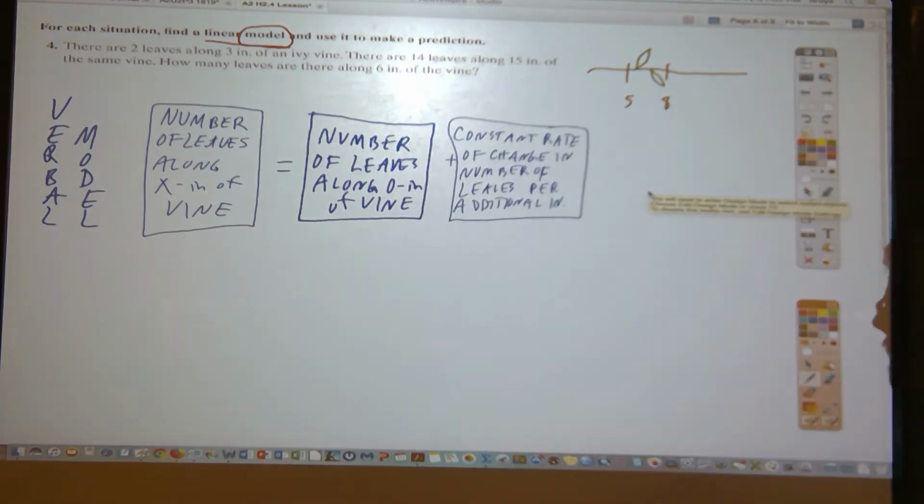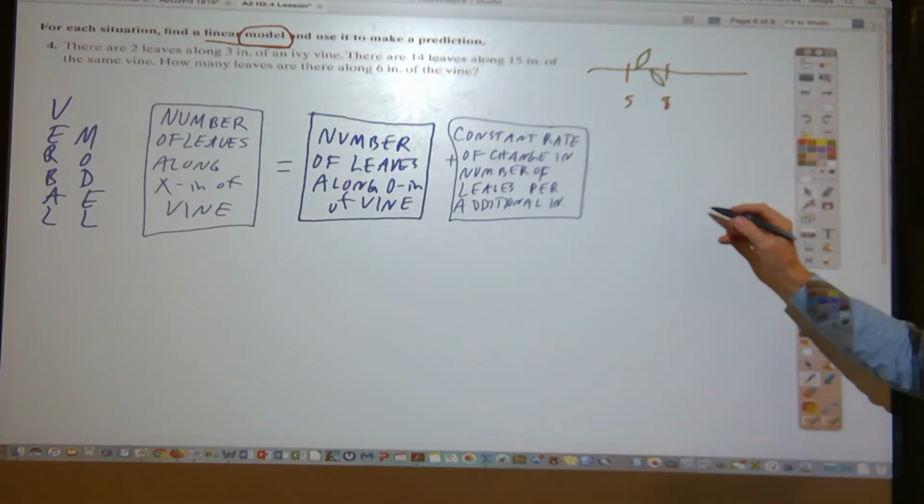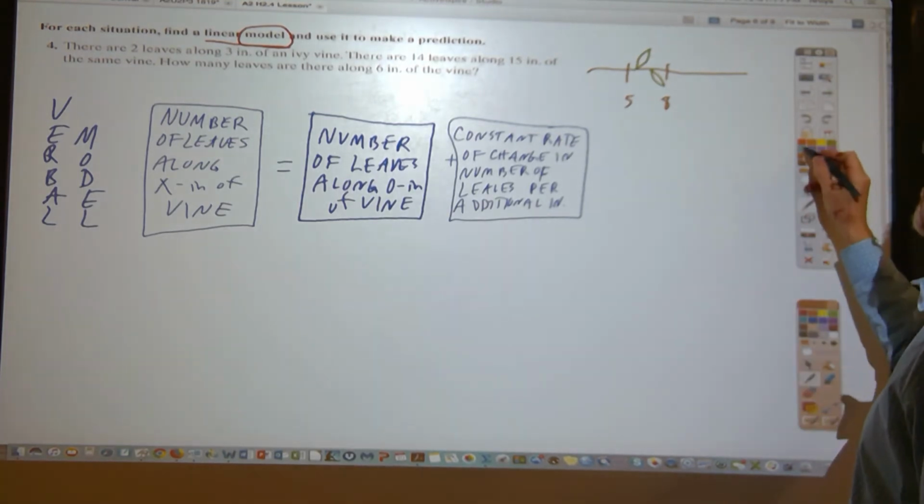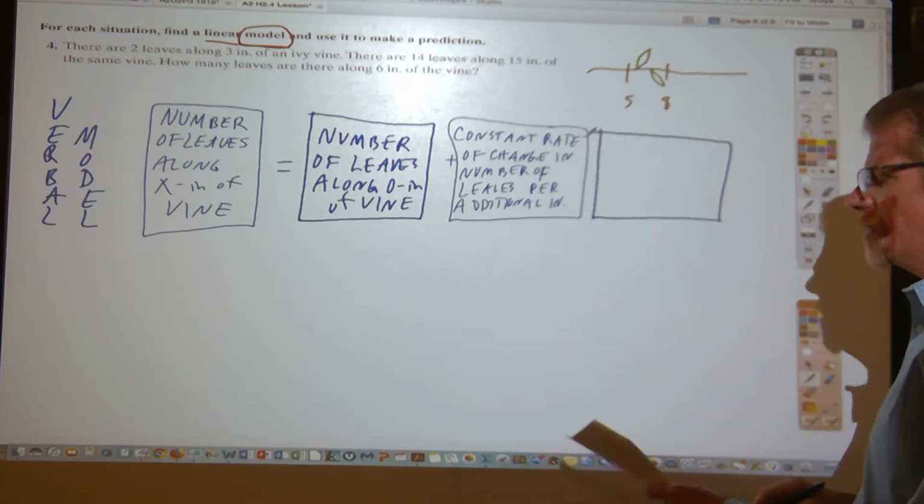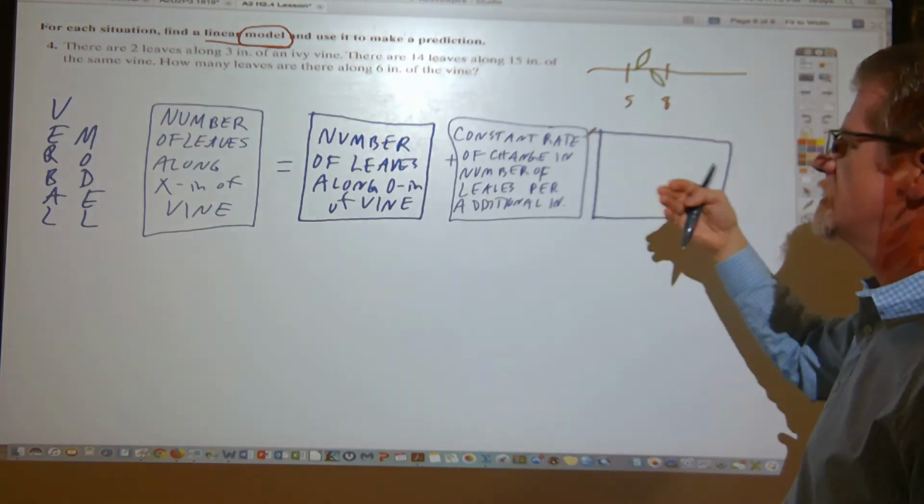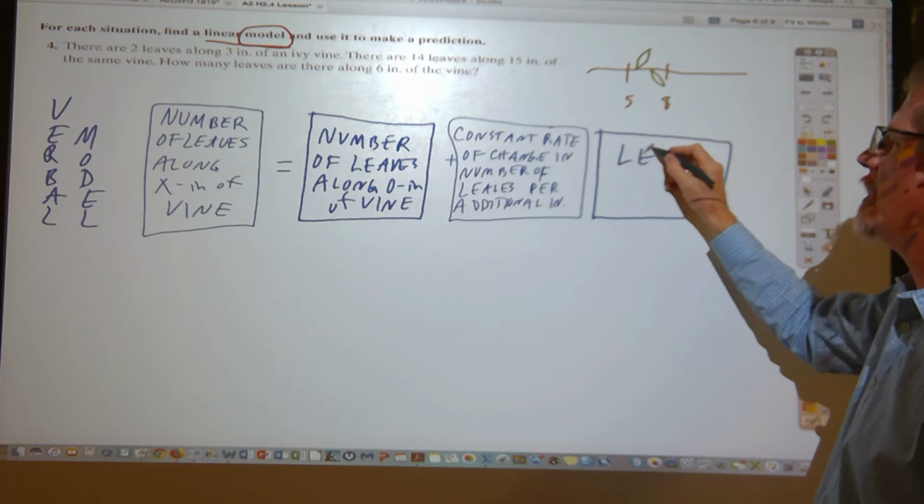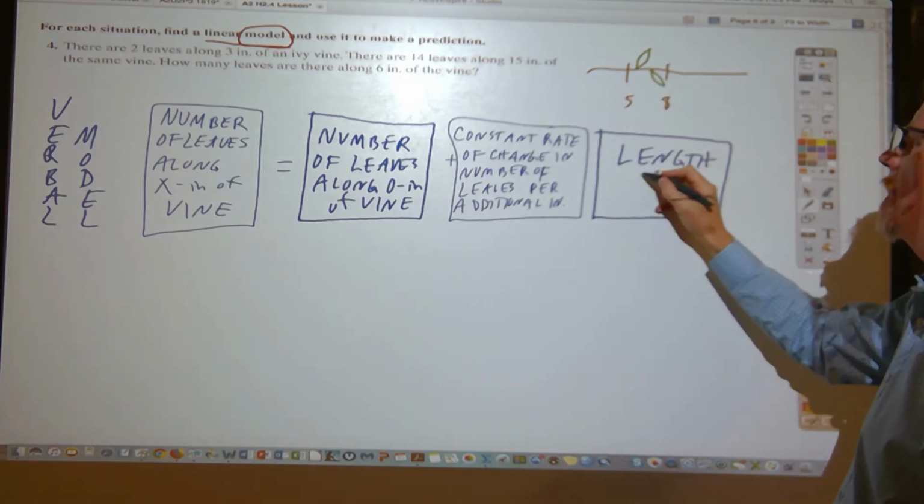And then, of course, the length of the vine is the last box. It's not the number of days that the promotion is going. It's not the number of hours that the pump is running. It's the length of the vine, or the number of inches of the vine. We'll call it length of the vine.